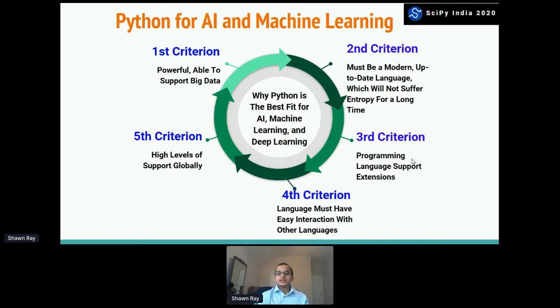The third criteria is that the programming language must support extensions. And as we talked about earlier, Python has hundreds of libraries and frameworks and definitely meets this criteria. The fourth is that the language must have easy interaction with other languages. And Python has Jython, for example, which is its interaction with Java and many, many more. So Python passes this criteria as well. The fifth is that it has to have high levels of support globally. And Python, being the world's most popular language, also meets this criteria.